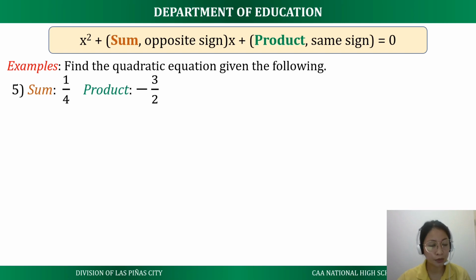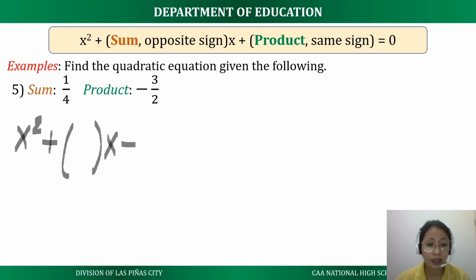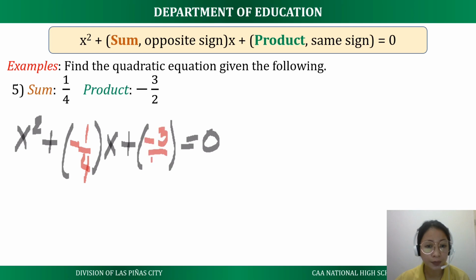So let's have example number 5. So the given for number 5, the sum is 1/4 and product is negative 3/2. So same lang na ginawa natin kanina sa number 4. Lagay muna natin yung form. We have x squared plus yung sum mamaya, then variable x plus product is equal to 0. Then, lagay na natin the sum, opposite sign of sum, is negative 1/4 and the product is negative 3/2.